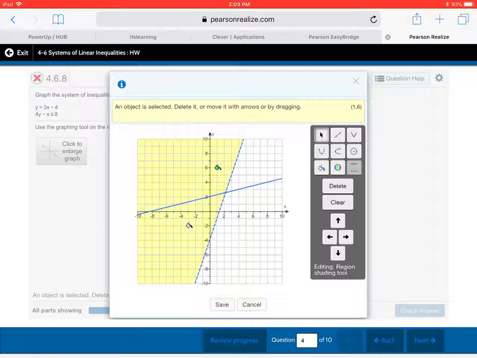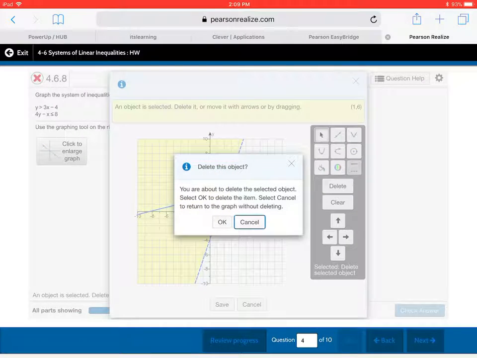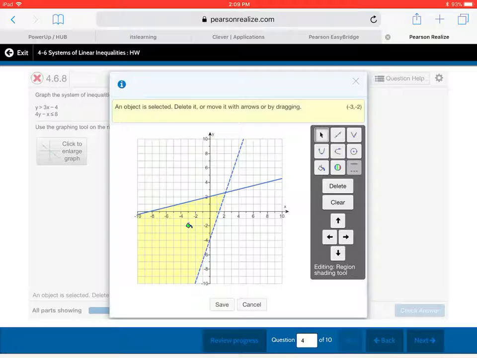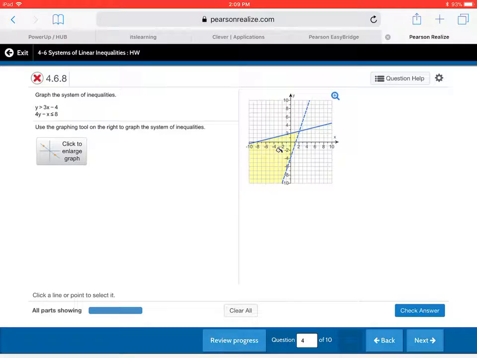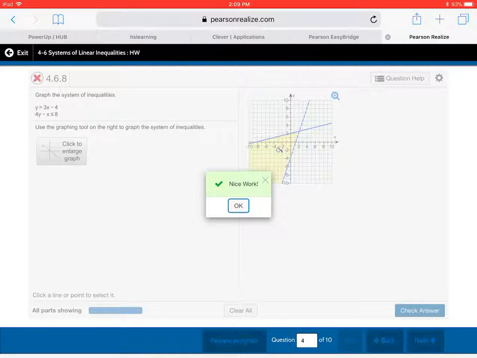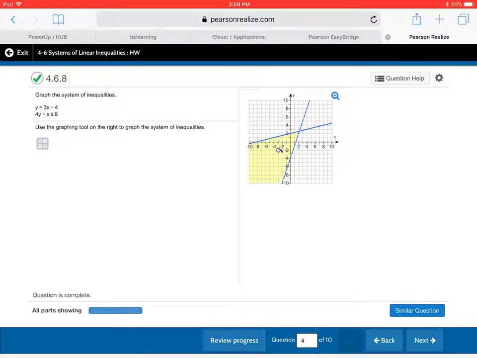So I need to select that little bucket picture, and I'm going to hit delete, and that will delete the incorrect region that we don't want to have shaded. So we're only going to shade the region where the inequality solutions overlap. So now I'm going to hit save, and I'm going to check my answer, and I got my correct answer, so I know that I'm correct.